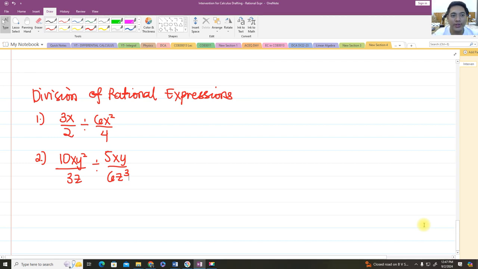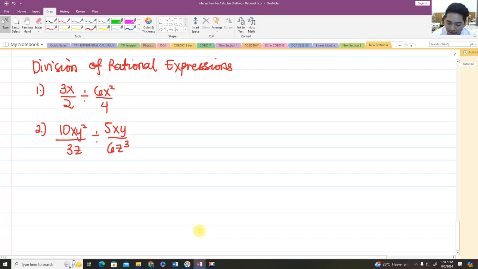So for today we are going to continue our discussion all about rational expressions. Last time we solved rational expressions in lowest terms, and at the same time we already discussed multiplication of rational expressions. But now we are going to discuss division of rational expressions, at the same time, addition and subtraction of rational expressions, and at the same time, complex fractions. So let's start first with the division of rational expressions.